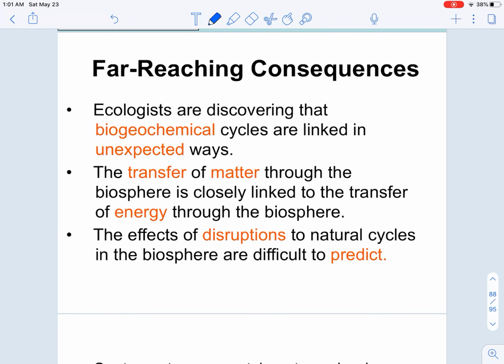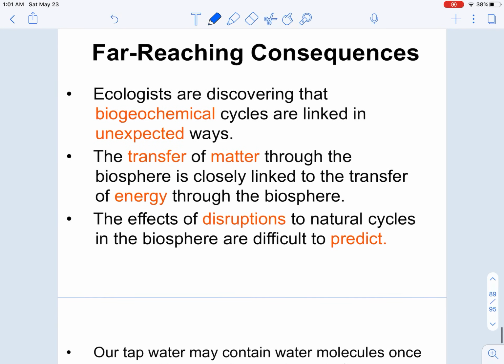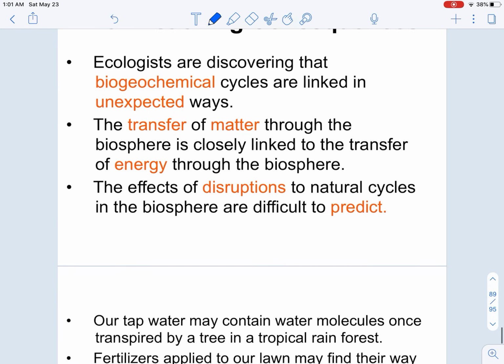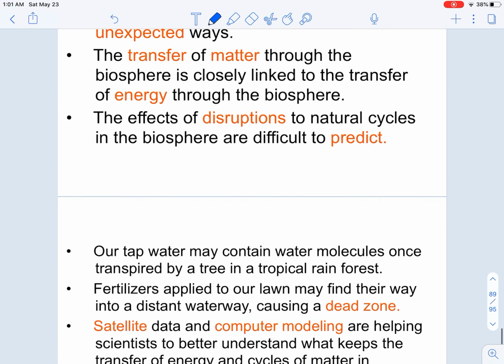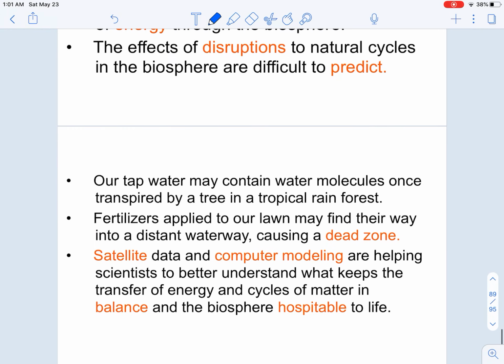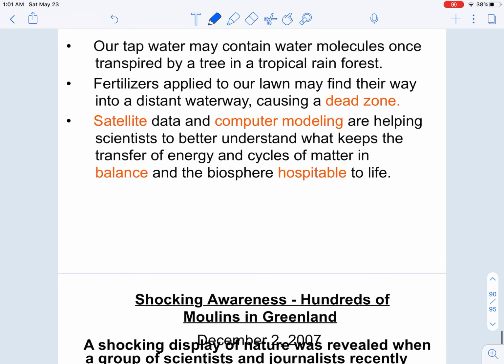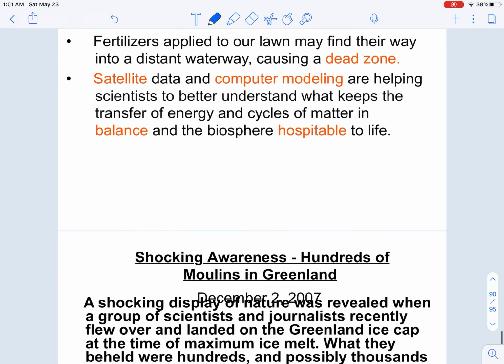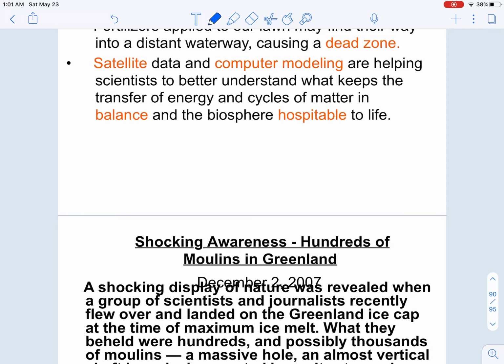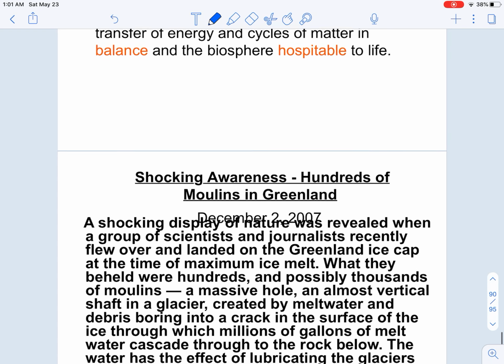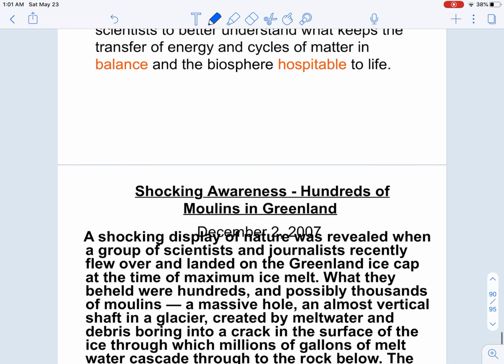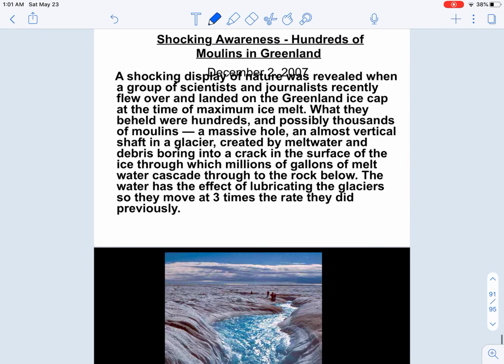Okay, so biogeochemical cycles, transferring matter through all those cycles in our biosphere, very important to not disrupt those cycles. We know that the satellites and computer data is just watching and trying to understand and monitor these energy cycles, and make sure that our biosphere on Earth continues to sustain life.